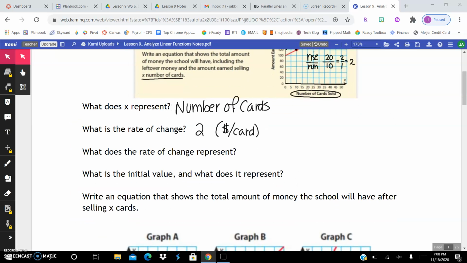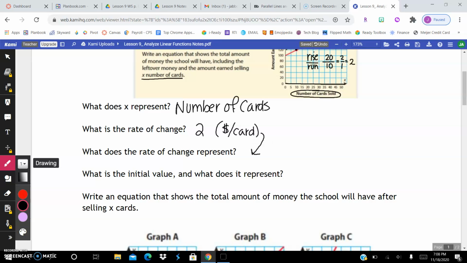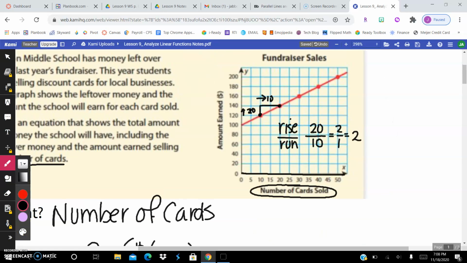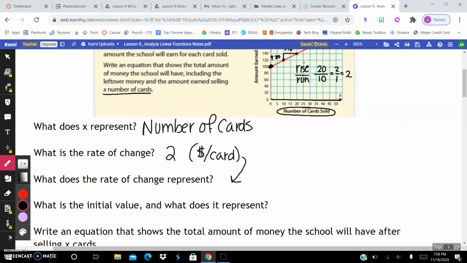What does the rate of change represent? I just answered that. I should have looked ahead. So the dollar per card. And then what is the initial value and what does it represent? Well, the initial value is, where does it start? It starts right here. So the initial value would be $100.